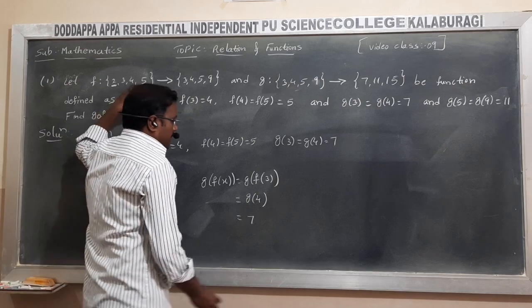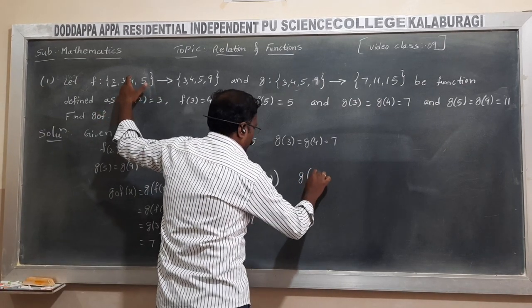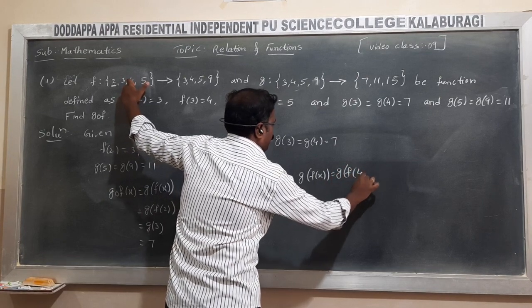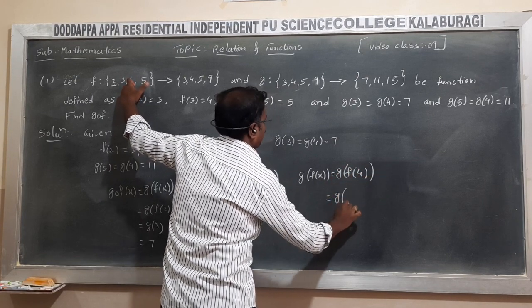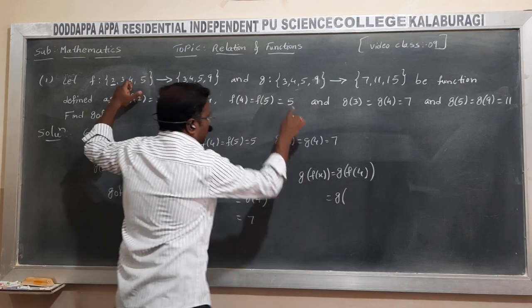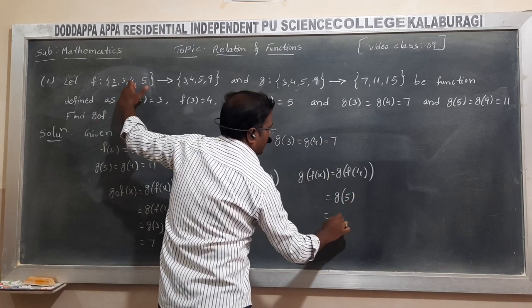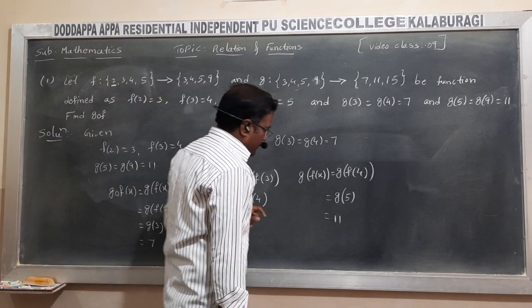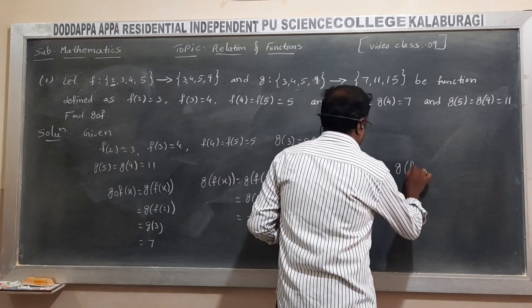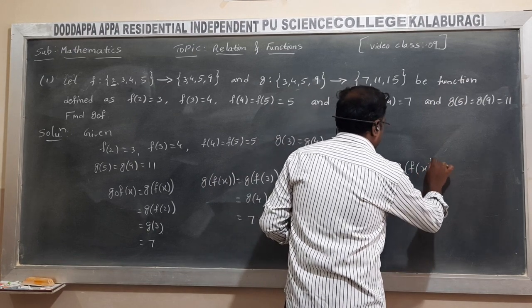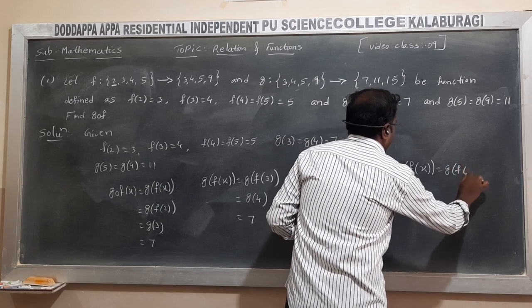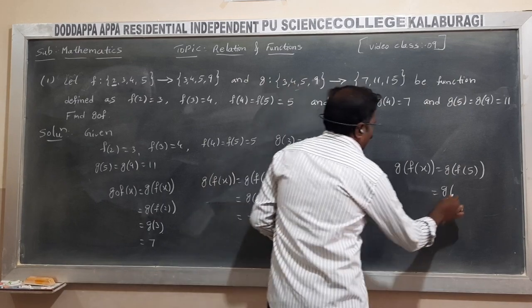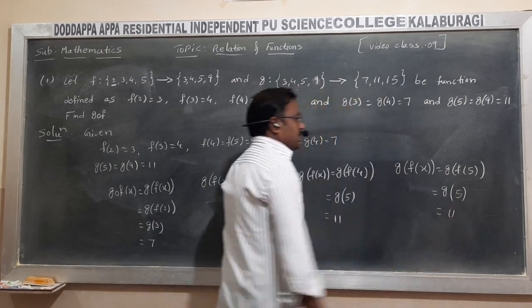Similarly, next you can take 4. G of f of x is equal to g of f of 4. What about f of 4? F of 4 is 5. G of 5 is 11. Similarly, take 5. G of f of x is equal to g of f of 5. F of 5 equal to what? F of 5 equal to 5 only. G of 5 equal to 11.